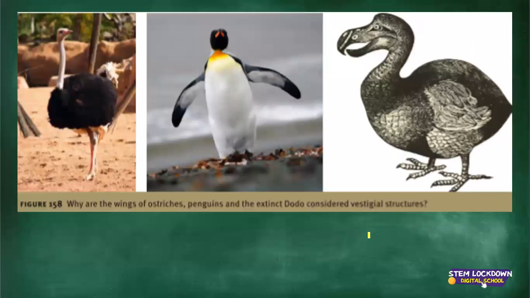Why are the wings of ostriches, penguins, and the extinct dodo considered vestigial structures? Because they have them, even though they're a common feature in other similar species, for flying, for example. These organisms don't fly, so it's figured that their ancestor probably used them for flight, but the species we have today don't use them.